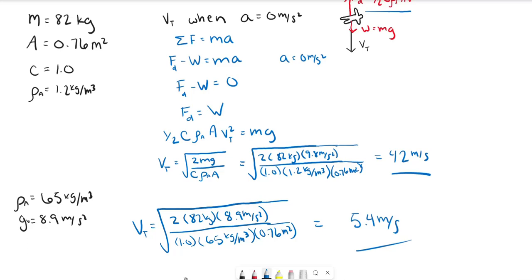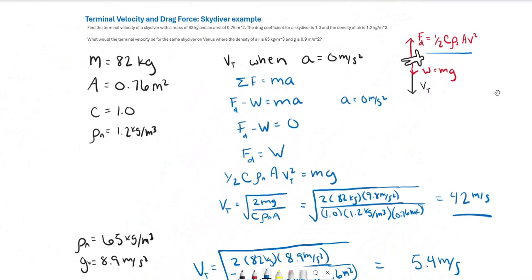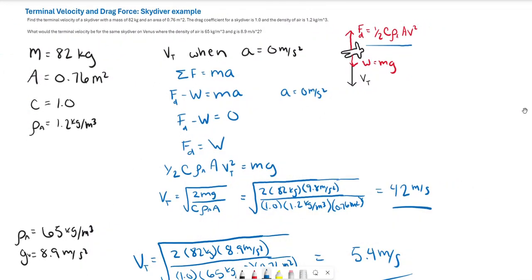It is worth noting that sometimes the drag force is given as b, or some other constant, times v squared. Now, they do this just to simplify it a little bit. So in that case, b is just 1/2 c rho times the area.